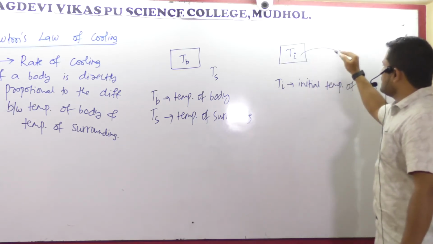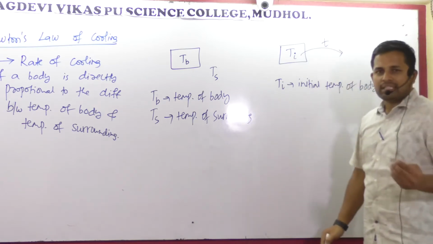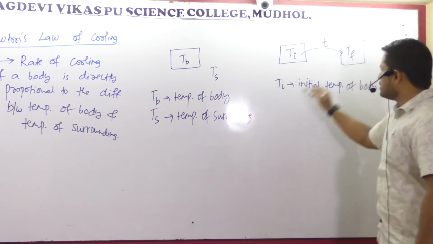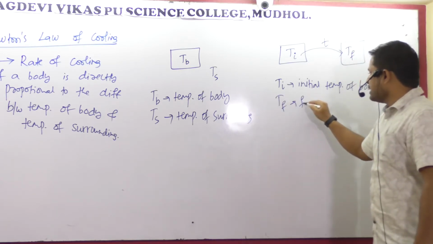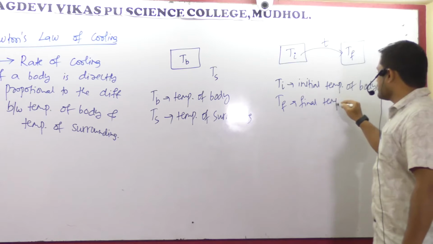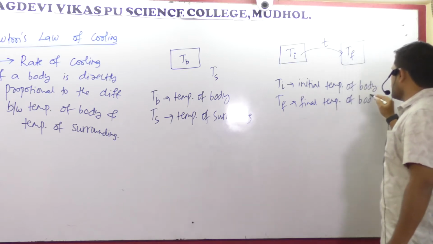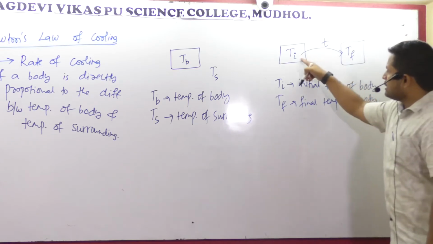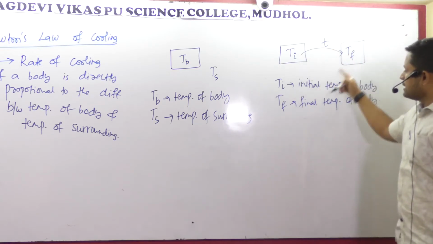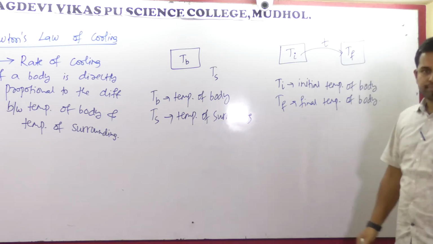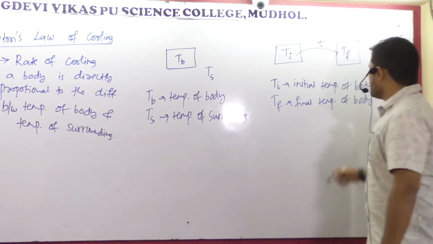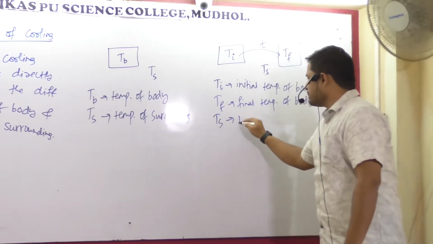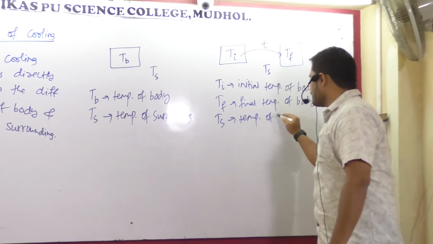And within time T, when you leave this body for time T, its temperature becomes Tf. Tf is going to be final temperature of body. Are you understanding what I am trying to say? Ti is initial temperature of body and within a time T, temperature has become Tf, that is final temperature of body. Now, temperature of the surrounding is going to be Ts as usual.